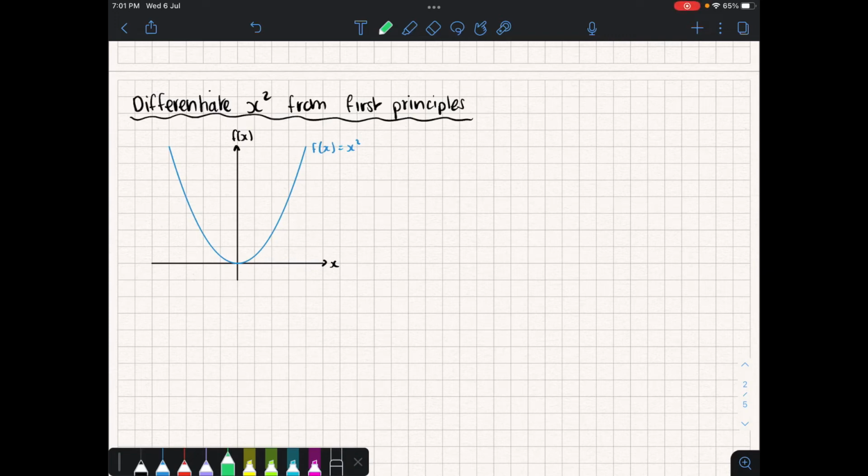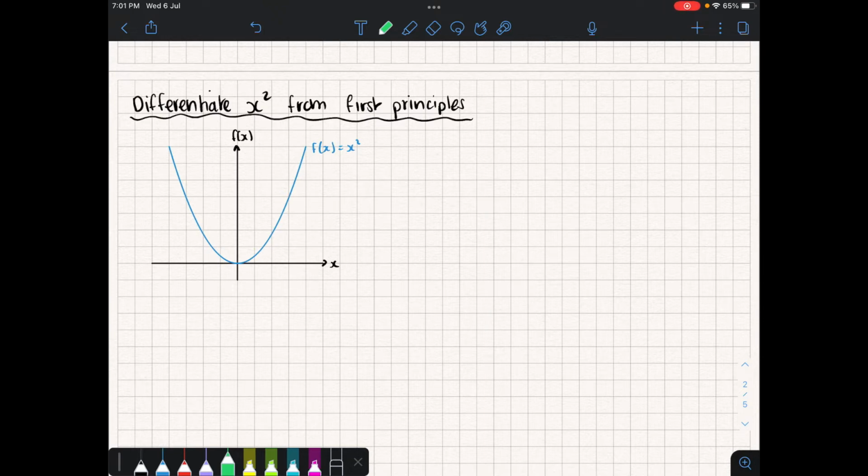So let us now differentiate the function x squared from first principles. So we know x squared is a parabola. We know from the shape of a parabola that its gradient is always changing, and so the value of the gradient at any point is different to another.